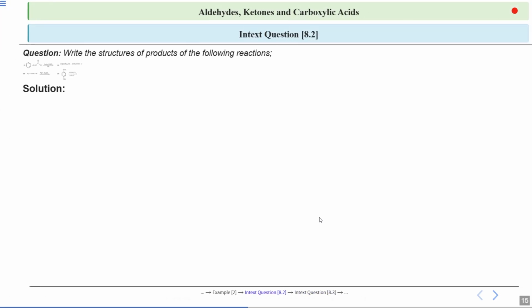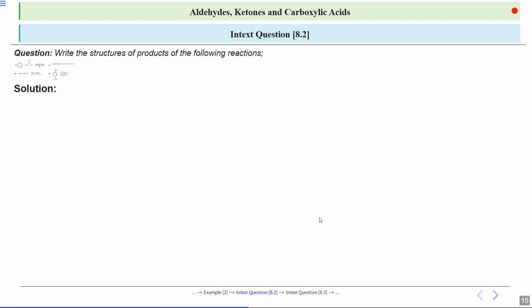Okay, let's see the solution now. So we will start solving with the first part. The first part is the preparation of a ketone from benzene. So first let us see the net reaction. This is the overall transformation that occurs when benzene is converted into a ketone.